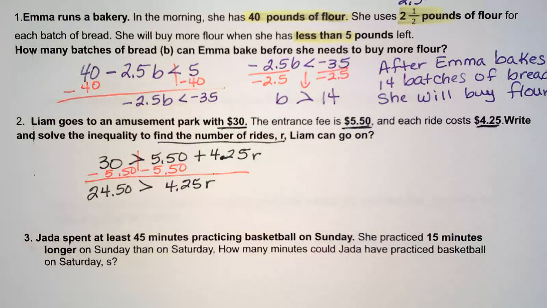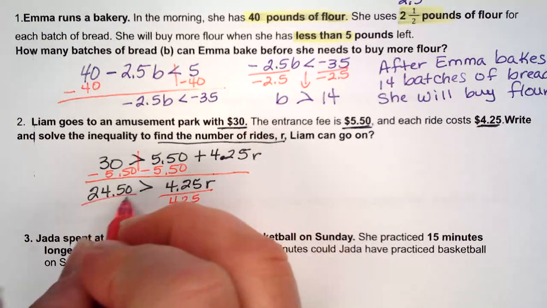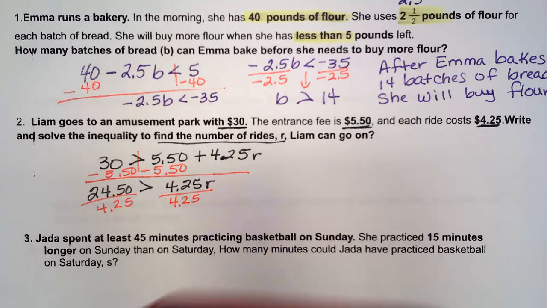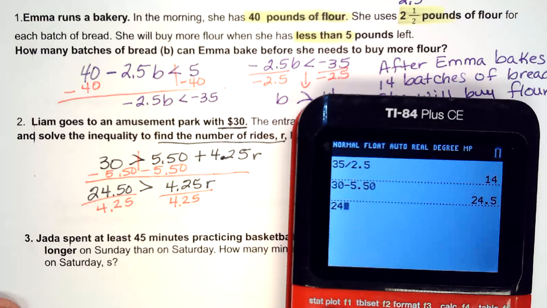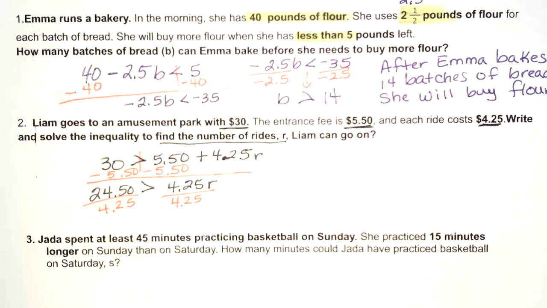The last step is to divide by $4.25. Okay, now my question is, do I need to switch my sign? No, because I'm dividing by a positive number. So 24.50 divided by 4.25, and I get 5.76.